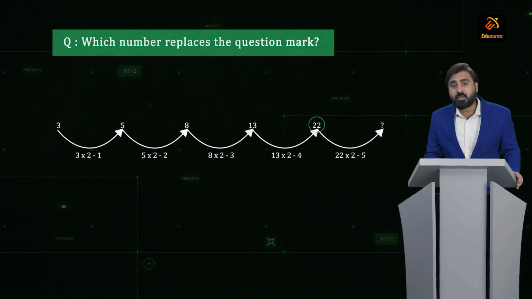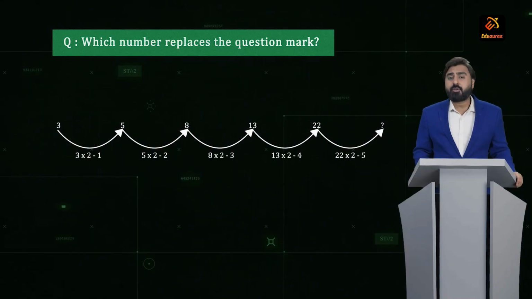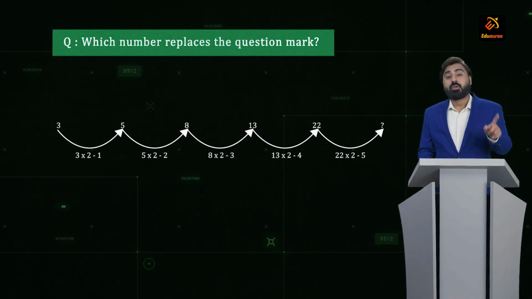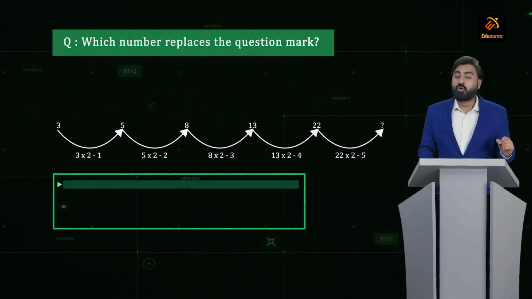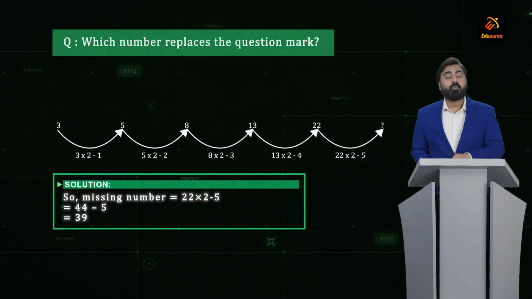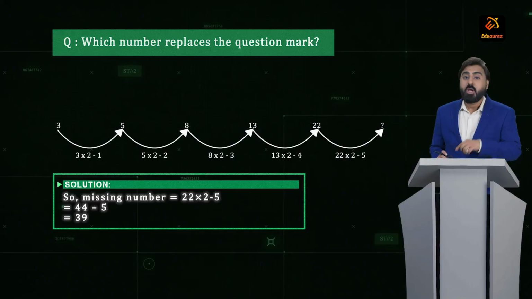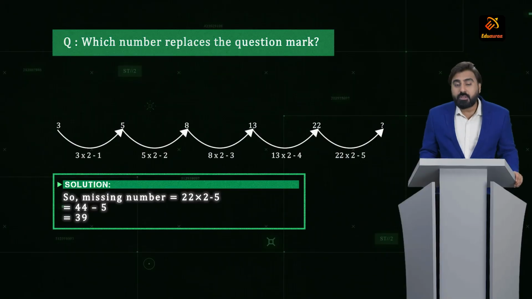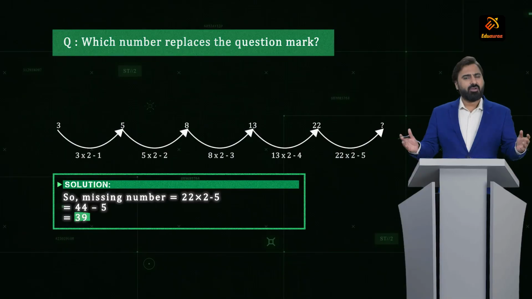So what should be the last number? Double of 22, which is 44, and subtract 5. So we get the missing number as 39. So what is the answer, students? 39. End of your sum.